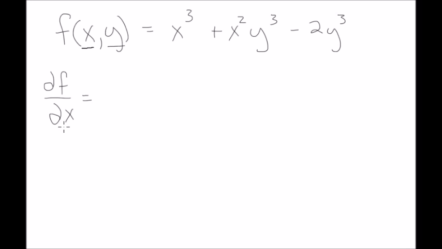When I'm taking the derivative with respect to x, I treat x as a variable, and I treat my other variable as a constant. And you'll see what I mean by that as I work through this. So I look at the first term. I'm going to take the derivative using the power rule. I bring down the 3. I'm left with x squared.